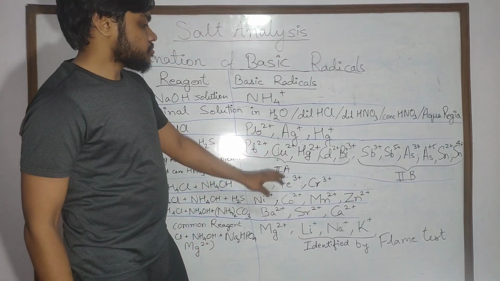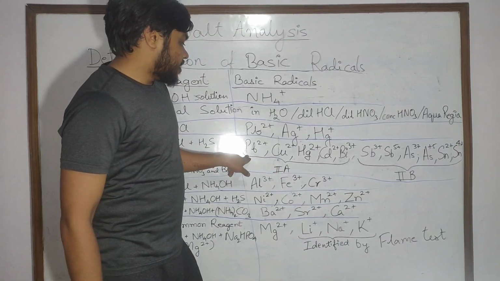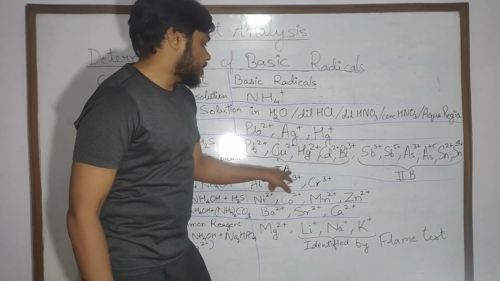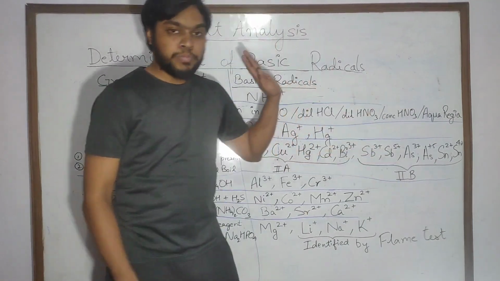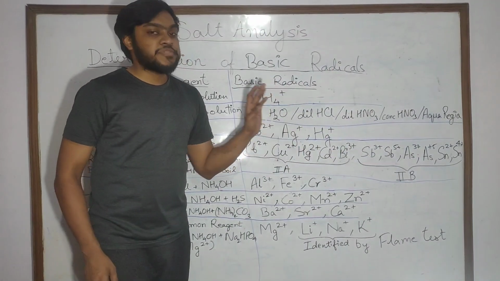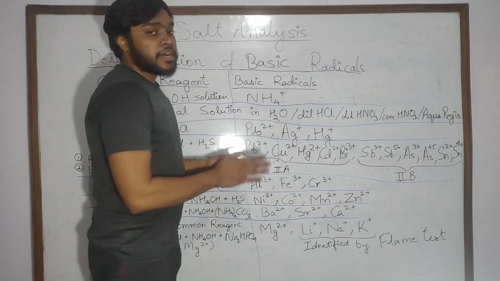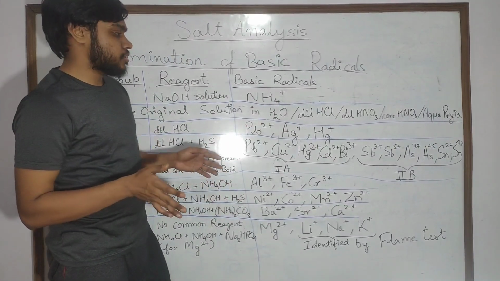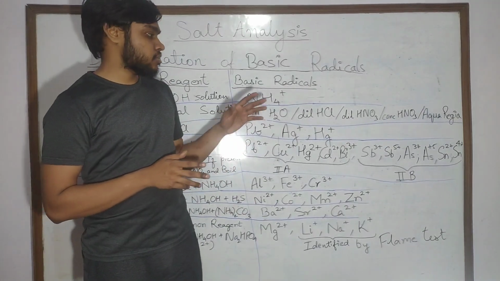Now you can see that I have classified basic radicals from lead to bismuth in group 2A and antimony to tin in group 2B. Now why is this classification done? You can see that group 2 is a very big group, right? There are a lot of cations in this group.